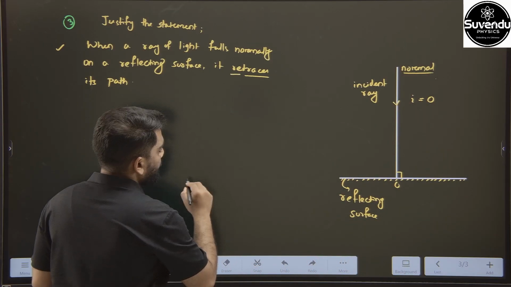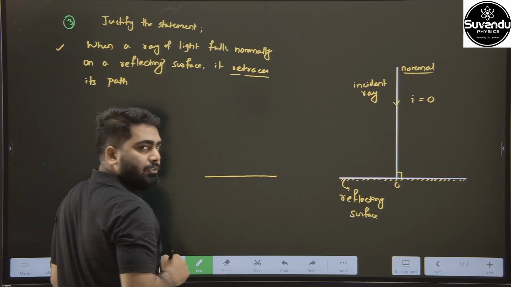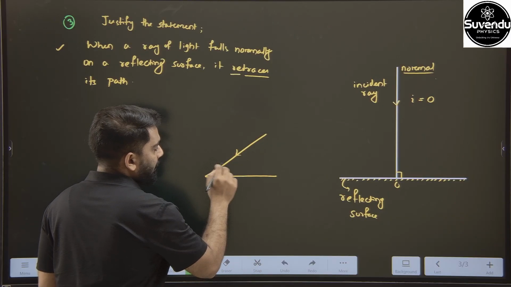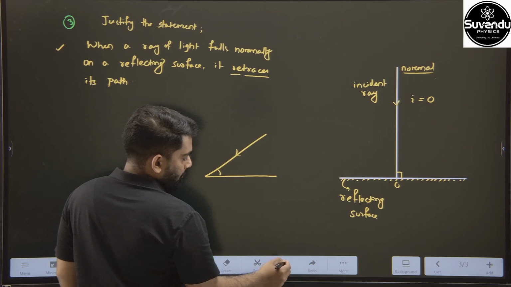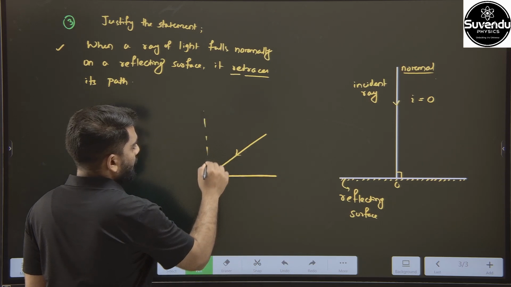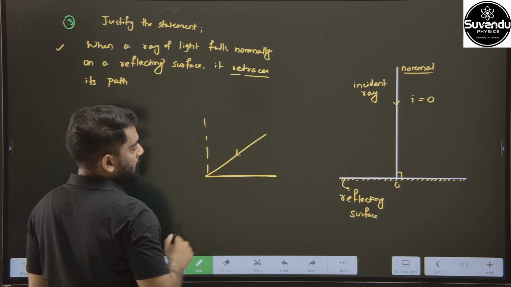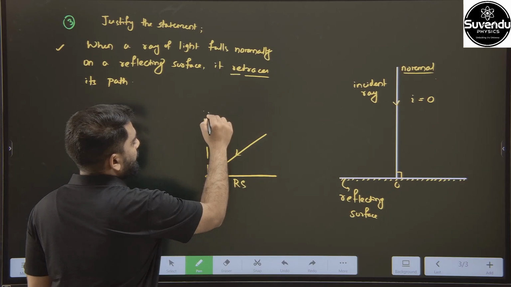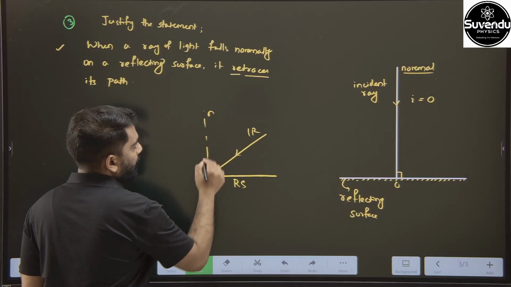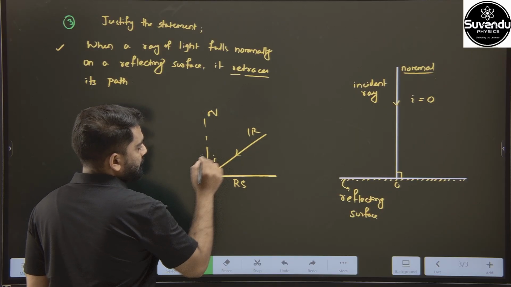एक बात तो समझो. Let us, this is your reflecting surface, and this is your incident ray, suppose. So this angle is angle I. This is your reflecting surface, and this is normal. Yes, this is reflecting surface, this is normal, and this is incident ray. So the angle between incident ray and normal is called angle of incidence.